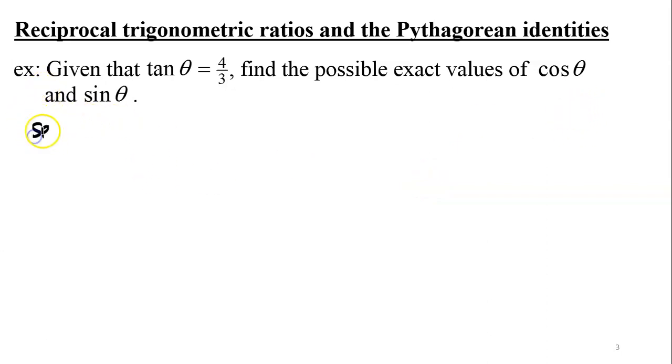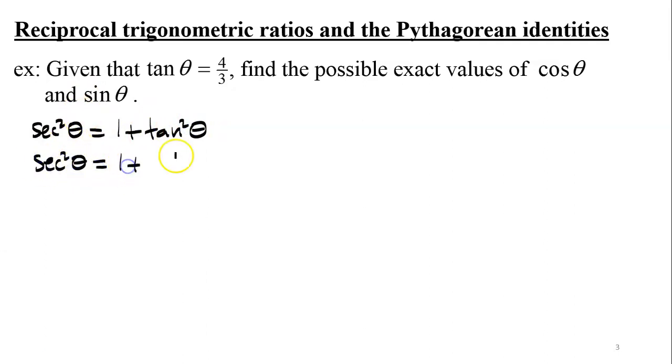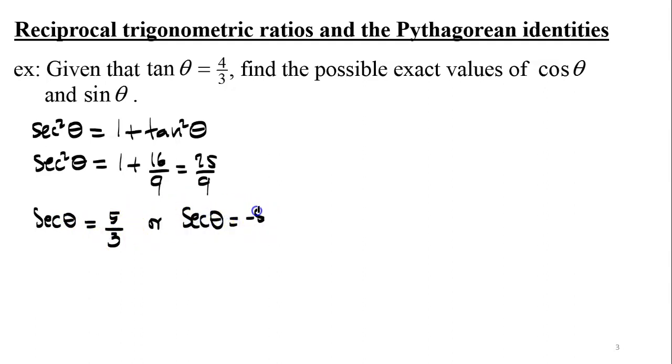So over here, we know that secant squared theta is 1 plus tan squared theta. So secant squared is in fact 1 plus 16 out of 9, which is 25 out of 9, which leaves me with secant theta equals 5 out of 3, or secant theta is negative 5 out of 3.